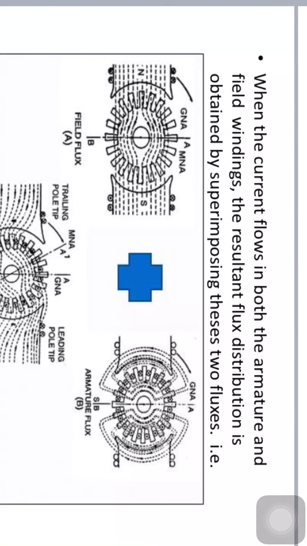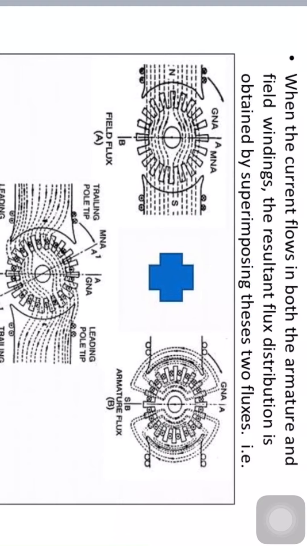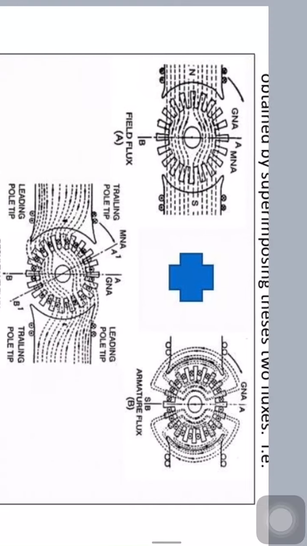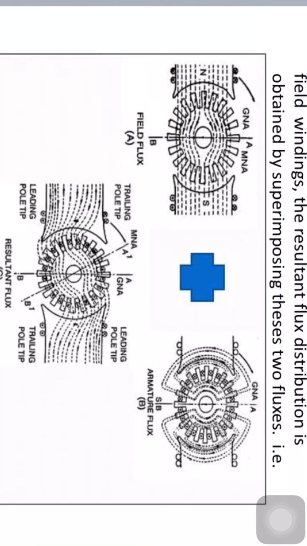Now coming to this one, when the current flows in both the armature and field windings, the resultant flux distribution is obtained by superimposing these two fluxes. Observe the diagram. First one, the field flux, how the GNA and MNA, and the next one, armature flux. The current flows both in armature and field windings. Observe clearly the diagram once. Flux due to main poles, and that due to current in armature conductors acting together.